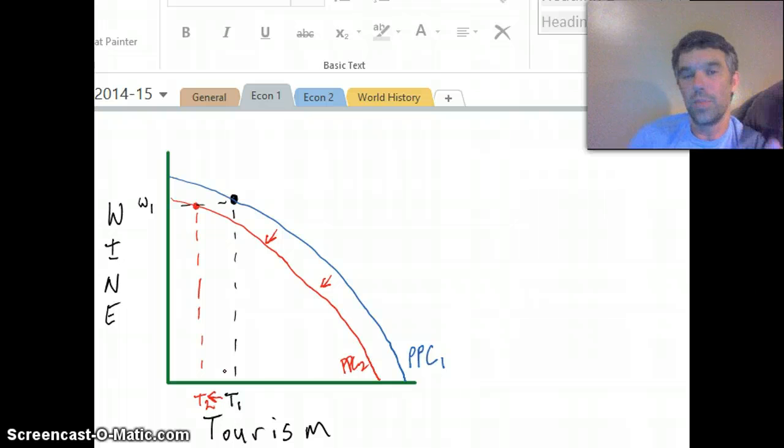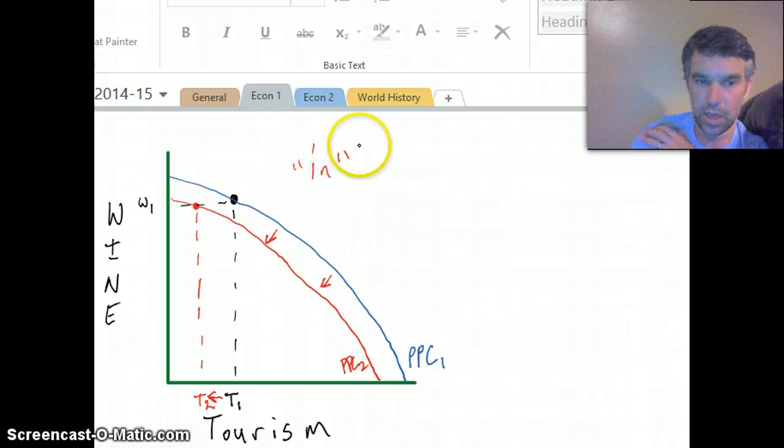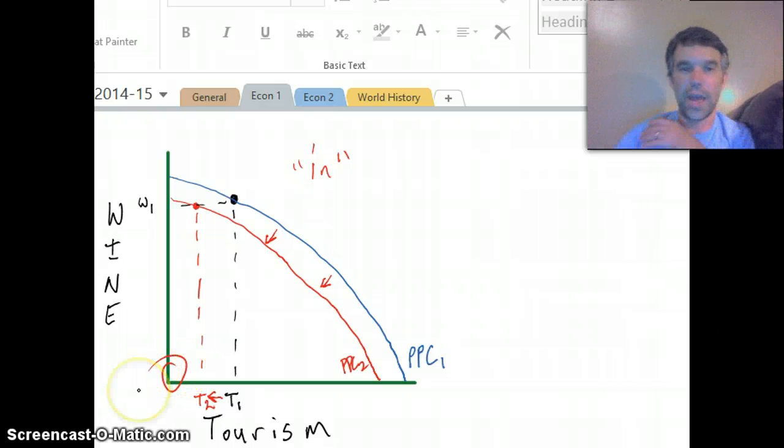Now again, why did the PPC shift in? We would say in because it went towards the origin, where the X and Y axes come together. Why did it shift in? Because a certain amount of factors of production were destroyed.